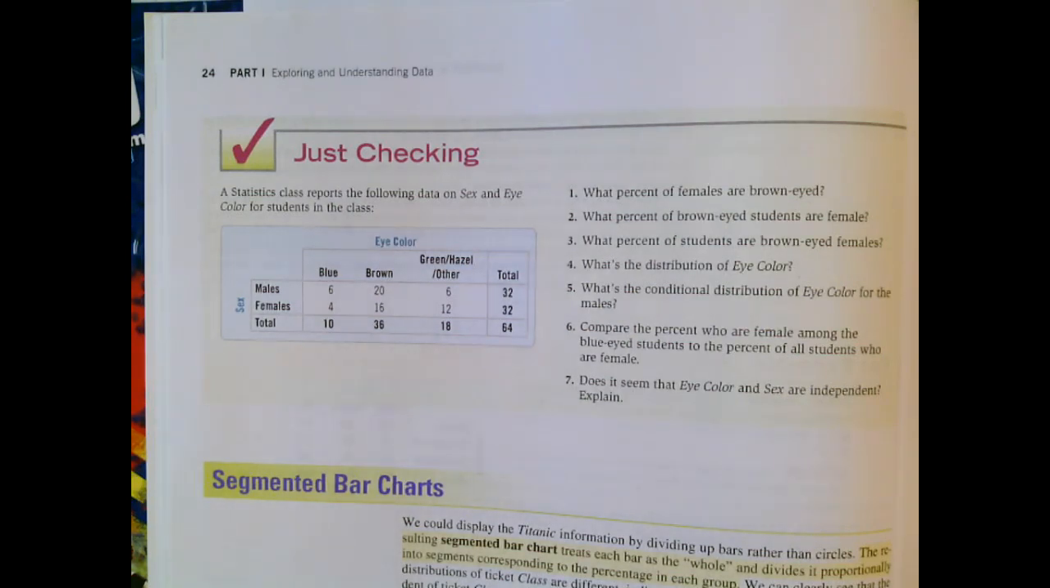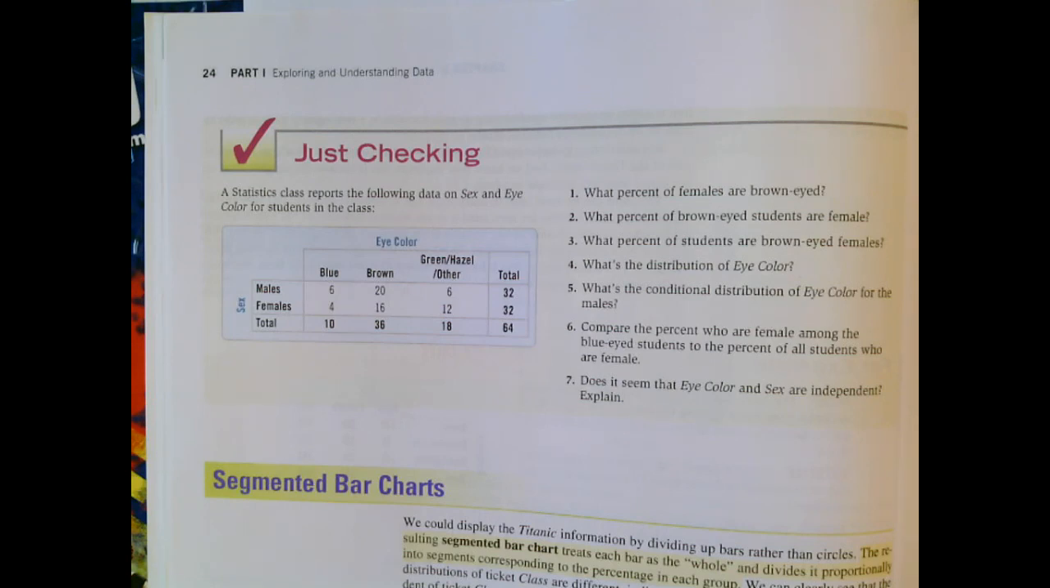So what percent of females are brown-eyed? Okay, here's where we're getting some practice. Is it asking about the row percent, the column percent, or the table percent? Because it's asking for females first, that's the condition. Condition is female. So we need to restrict our view to the row view of only females.